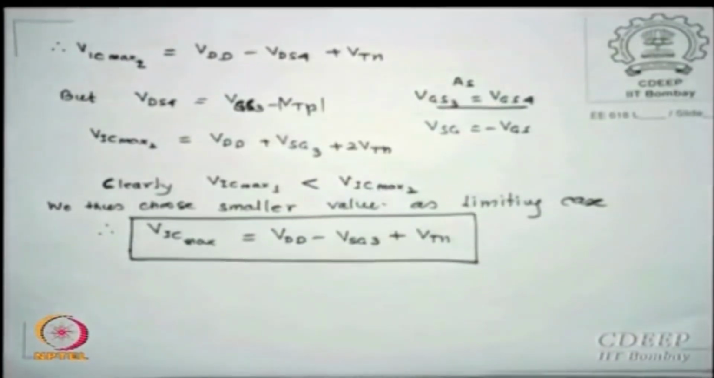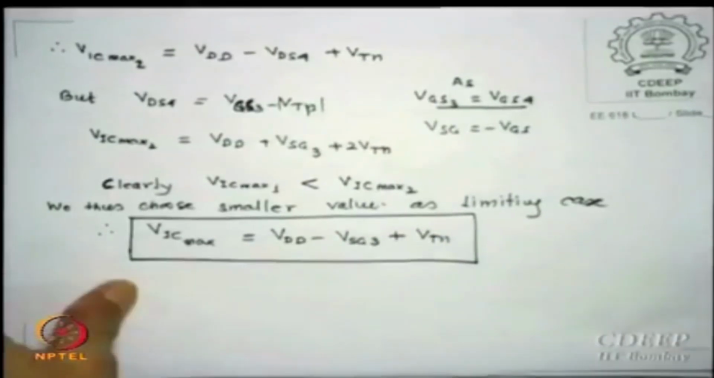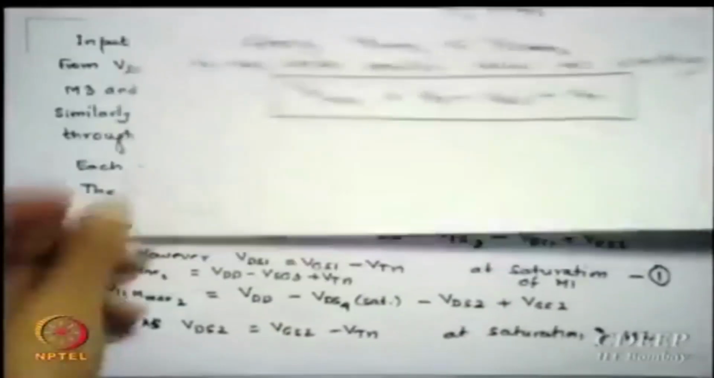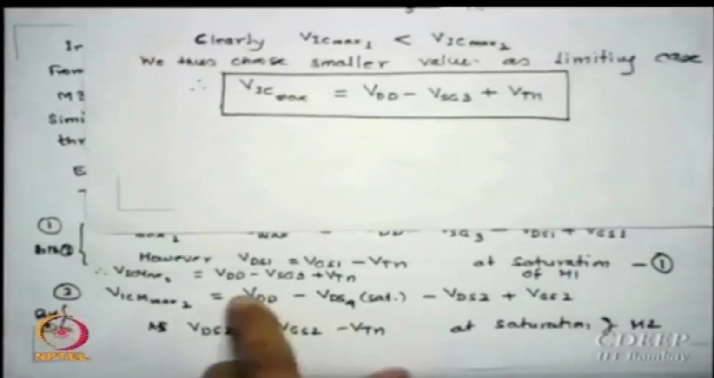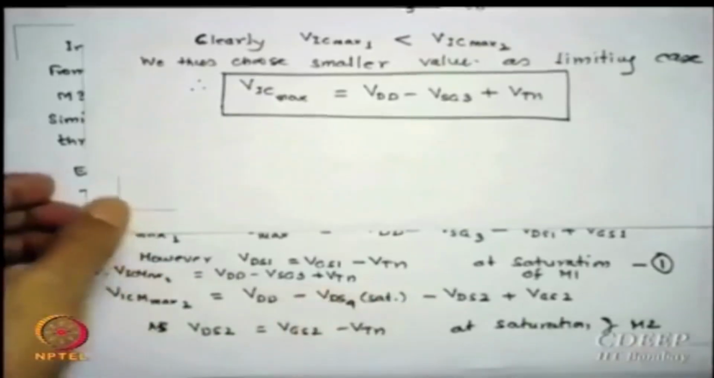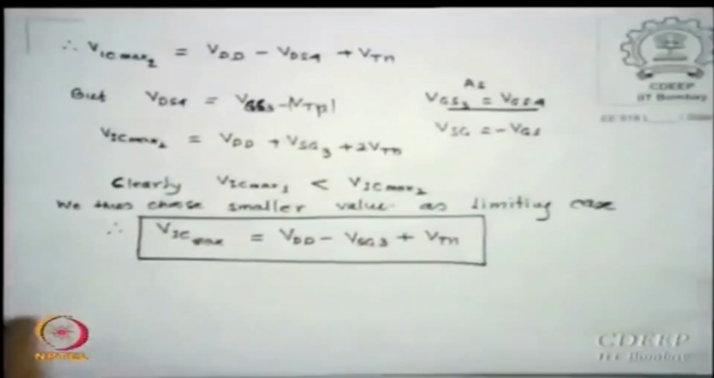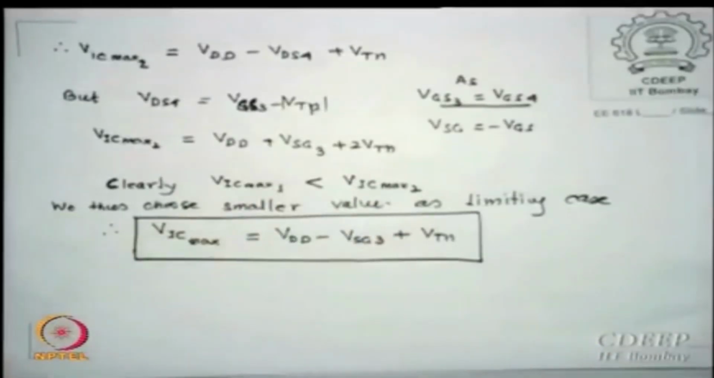So which one is smaller among the two expressions I derived? What was the value I derived first? Yes, here it is: VIC maximum is VDD minus VSG3 plus VTN, and this other one is VDD plus VSG3. So what I am trying to say is, VIC max 1 is smaller than VIC max 2.